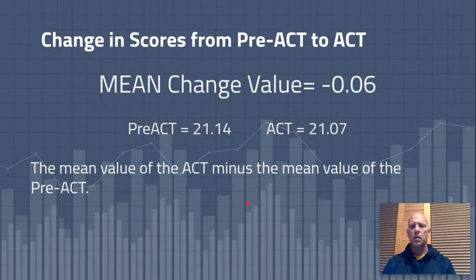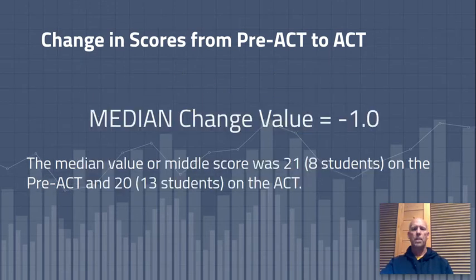The median change, we had the middle score, that was 21. On the pre-ACT, 8 students had a 21, and on the ACT, 13 students had a 20, and that median marks the middle score, and that was a 1.0 drop from the pre-ACT to the ACT. The mode, or the most frequent score, was an increase by 1.